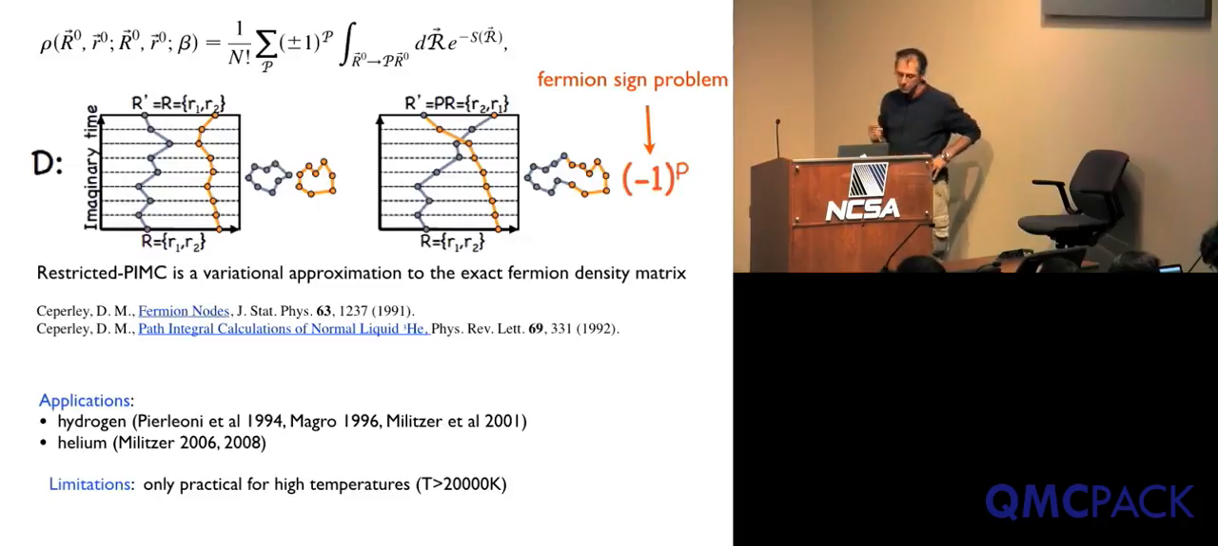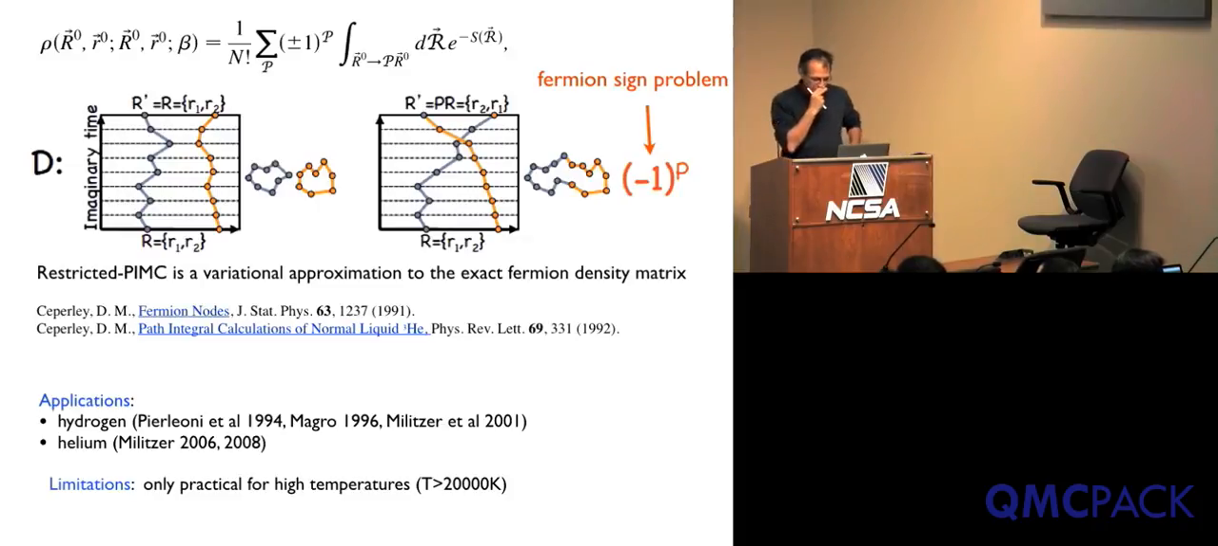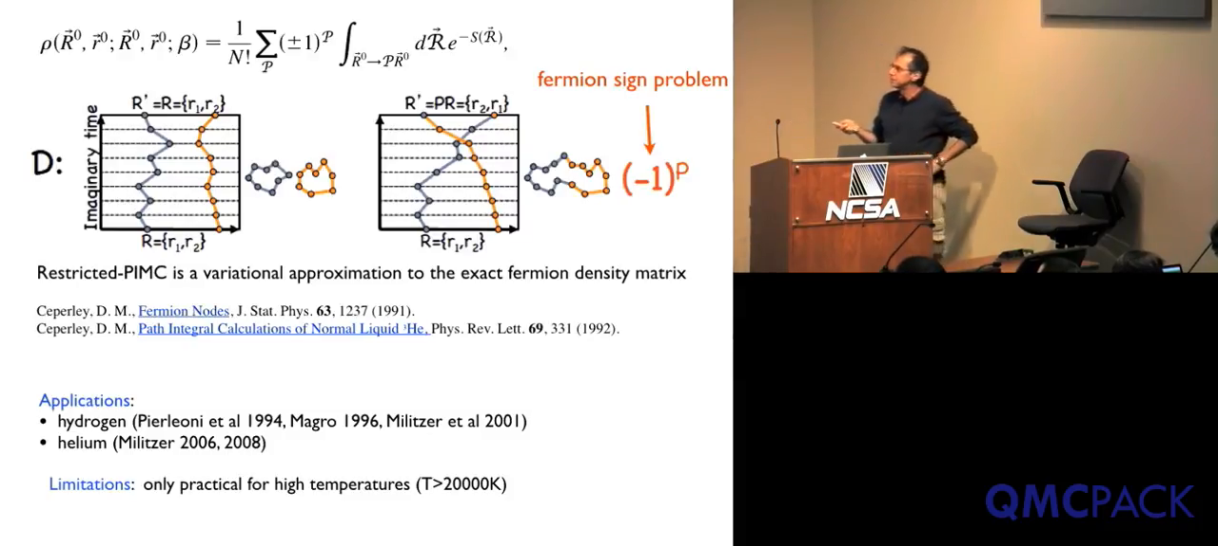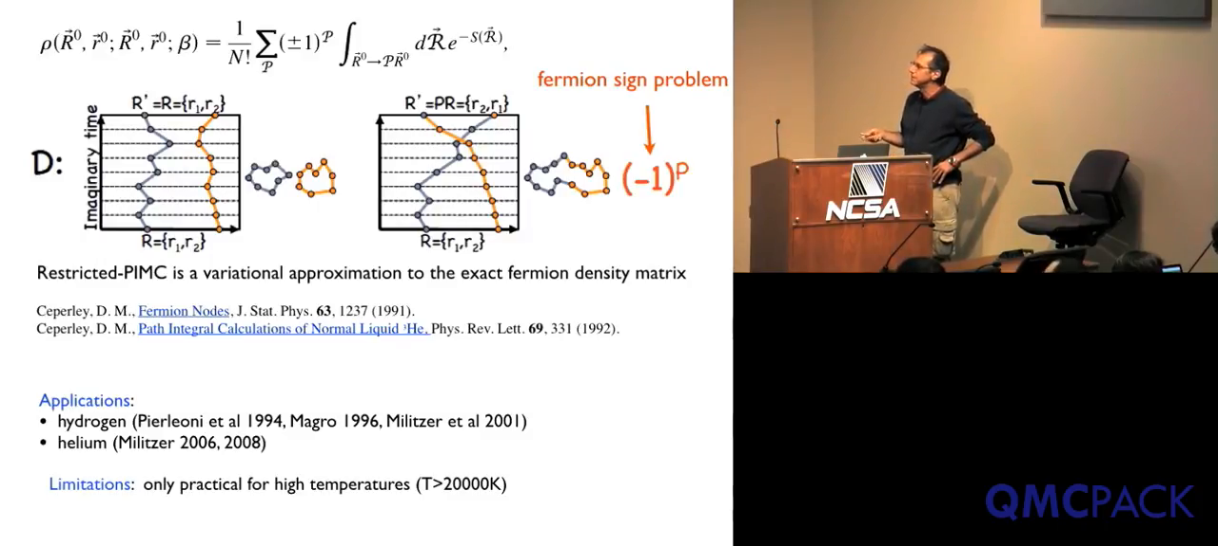That's why I put these two papers, which are where you can find the detail of this methodology. We applied this long time ago to hydrogen, but then you realize very soon that the fact that you have to start in almost classical electron and then go down in temperature, taking longer and longer path, well, you hit a limit, a practical limit.